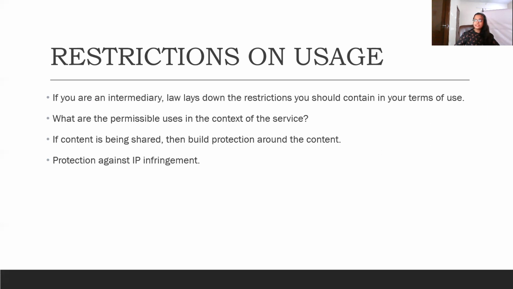So all those things need to be governed through the terms and conditions document, and these permissible uses would depend upon the context of the service being offered. Therefore, you need to understand what services are being offered by the website before you sit down to draft the terms and conditions. Now, if the content is being shared, then you need to build protection around the content.